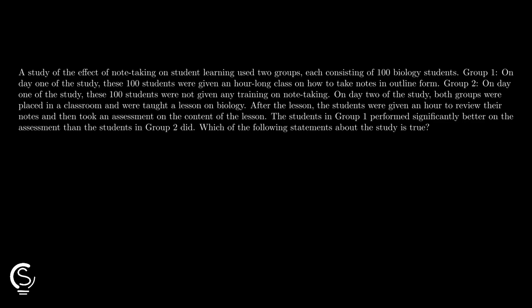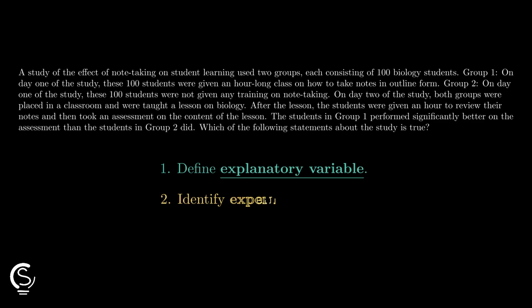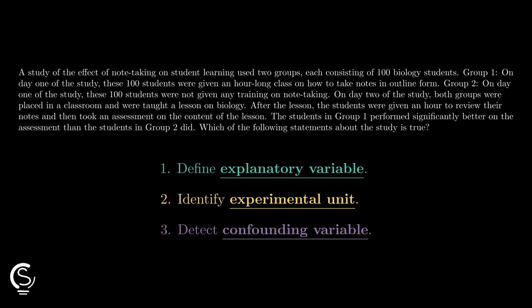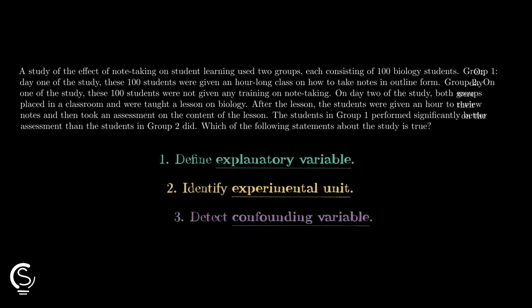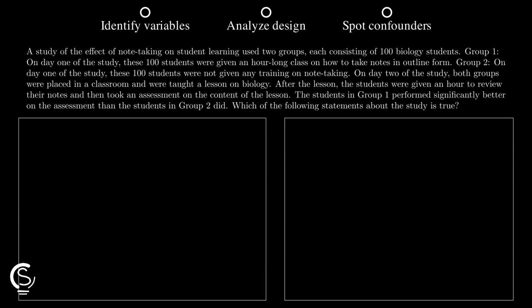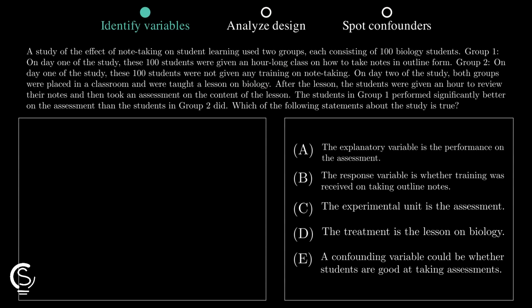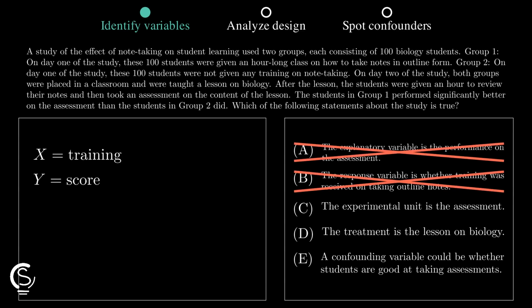Experimental design questions often trick students, but we can solve this quickly by identifying the variables, units, and potential confounders in the specific research study scenario. The explanatory variable is the training received, while the response variable is the assessment score. Options A and B swap these definitions, so we can safely eliminate them right now.